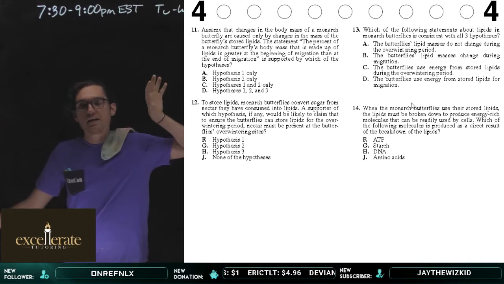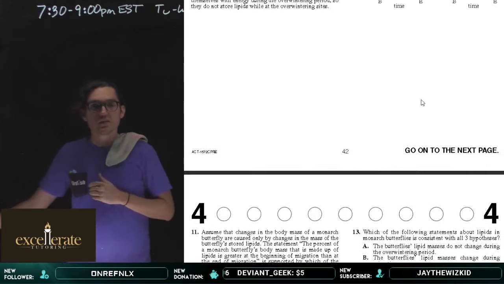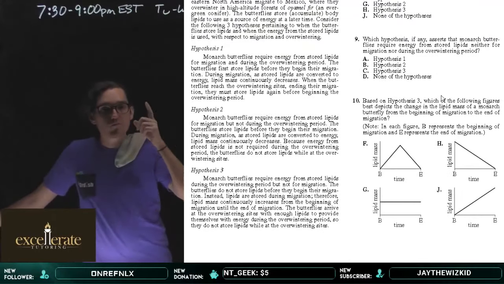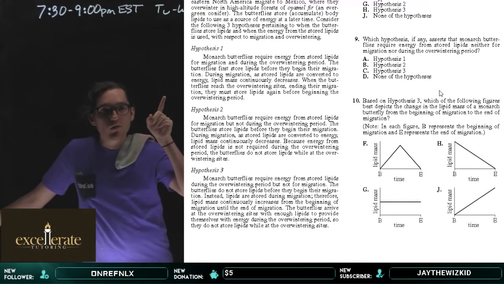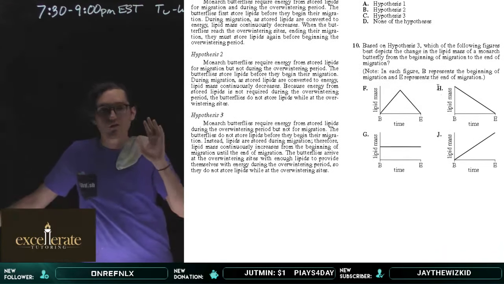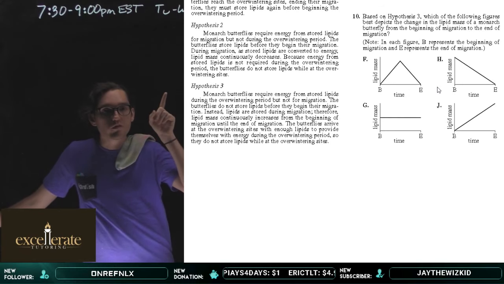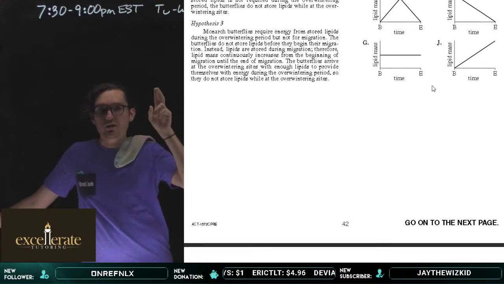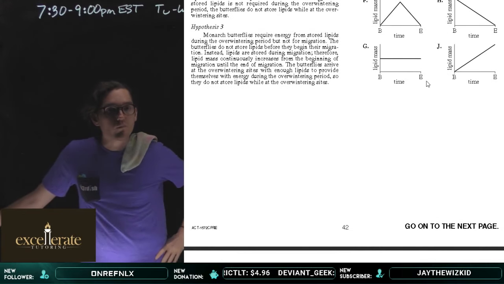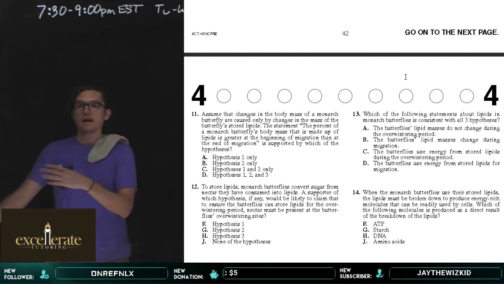So which has butterflies losing energy because they're using it up during the migration? That is what this is asking. They use it for both, is what this is saying. Okay, during migration, as stored lipids are converted to energy, lipid mass continues to decrease. So hypothesis 1 agrees with that. Here we go. Butterflies store lipids before they begin their migration. As stored lipids are converted to energy, the mass decreases. Okay, so hypothesis 2 is also on board. Okay, butterflies do not store lipids as they begin their migration. Instead, it continuously increases during migration. So hypothesis 3 is out of there.